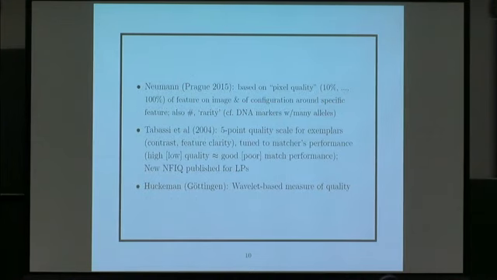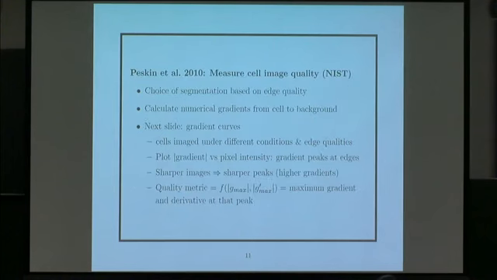Cedric Neumann has one based on pixel quality, also involving the configuration around the specific feature. And also what's good is he takes into account the rarity of the features. He couldn't give us any details about this because I think it was developed with non-disclosure agreements. And then, as I said, the NIST folks have a new NFIQ fingerprint image quality metric for latent prints. And then Stefan Huckemann works in the area of wavelets, and he and his student are developing a wavelet-based measure of quality.